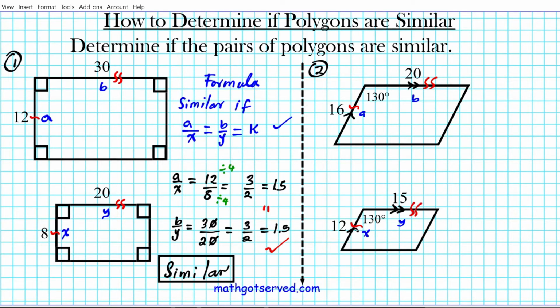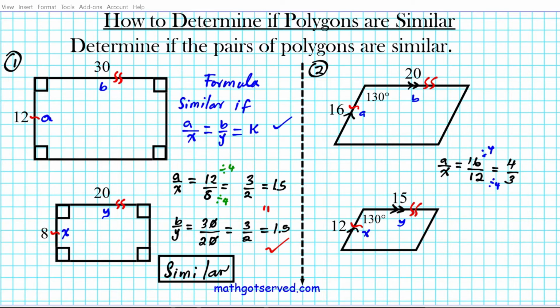We already know what the formula is. It's A over X, the ratio of the left sides, is equal to B over Y, the ratio of the tops. So let's do it. A over X, the ratio of the left side of a parallelogram, is going to be 16 over 12. 16 from this one and 12 from this. Let's reduce that by dividing by the GCF, which is 4. Divide by 4, divide by 4, and that reduces to 4 over 3.